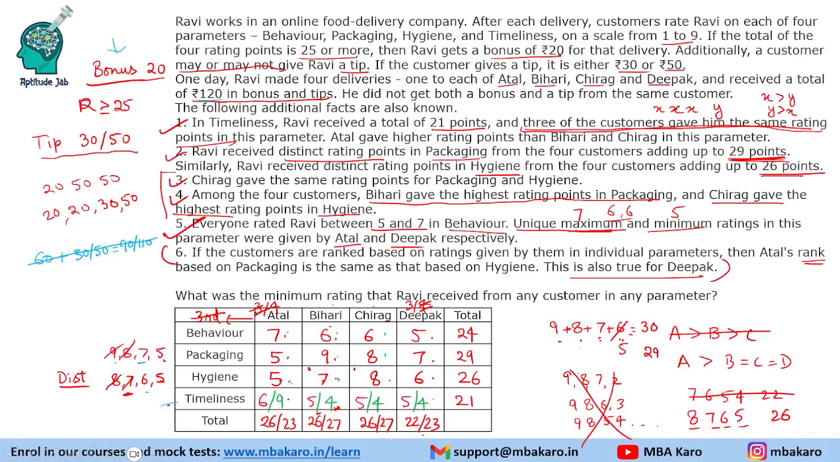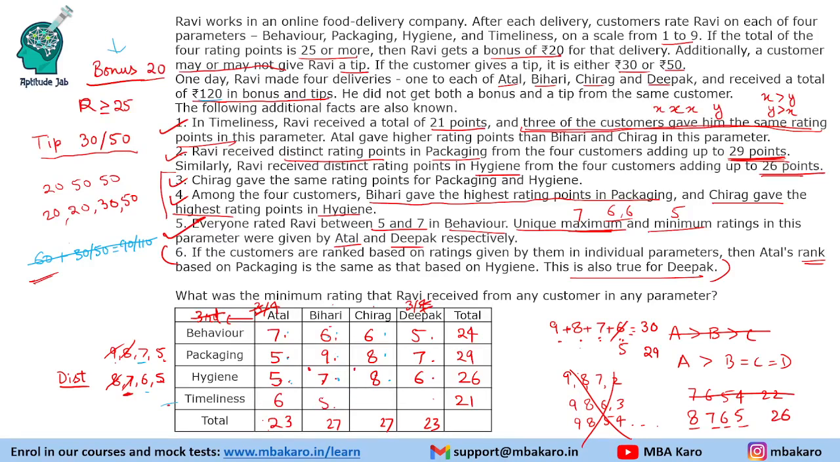Okay, now if you take the left case, that is the person giving 26, 26, 26. In that case, again the same thing will happen. 3 times bonus, so 60 rupees, and that won't be possible. Okay, so that means we cannot have 26 given by Atal. So we will get a unique case like timeliness. The scores will be 6, 5, 5, and 5. That means these totals will be the ones which we wrote on the right hand side. So we will have 23, 27, 27, and 23.